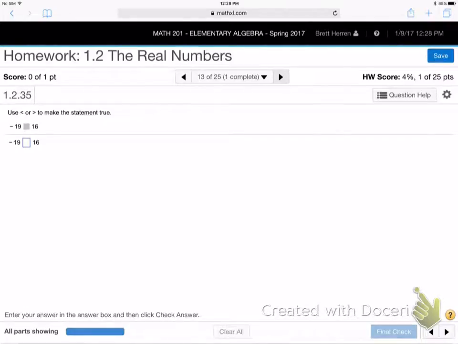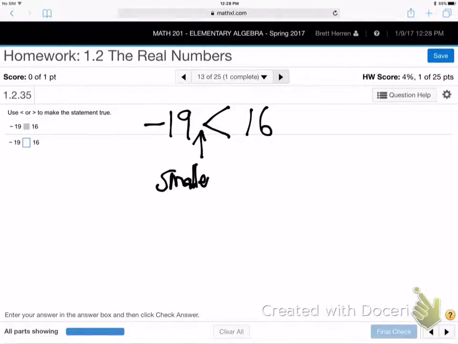All right, so can you all see that okay? It's negative 19 and then a 16, and then in the middle, it wants me to put a greater than, less than symbol. So do you remember how that symbol works? Basically it's going to go this way, and the reason is because the narrow side is the smaller, and the wide mouth side is always the bigger item.